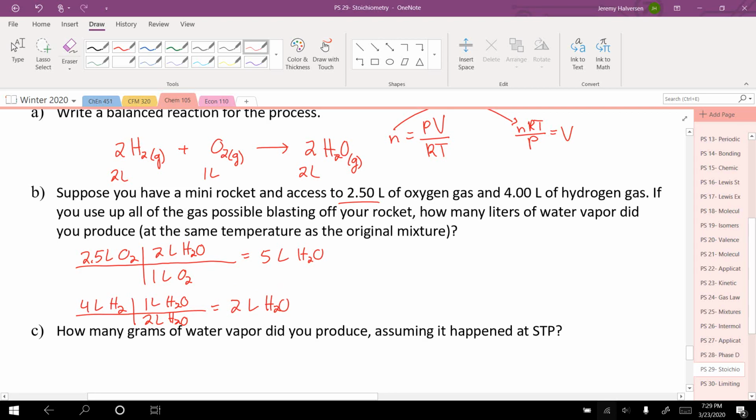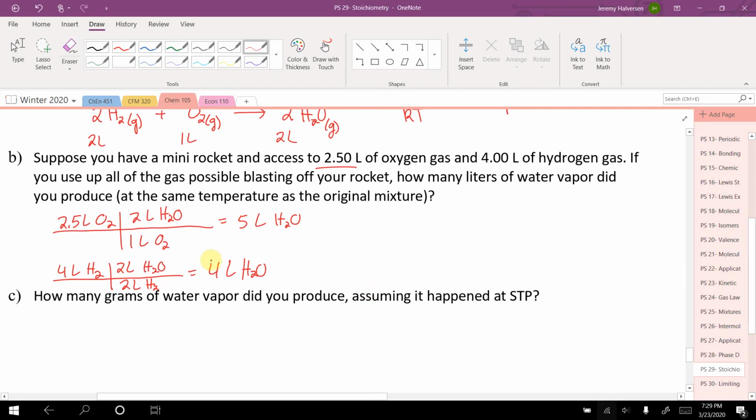Okay, as a result, hold on, did I do that wrong? Yes, 2 liters of water comes from 2 liters of hydrogen. Okay, so that's going to make 4 liters of water. So I'm going to react my oxygen and my hydrogen. If I just had oxygen with unlimited hydrogen, I can make 5 liters of water. If I just had hydrogen with unlimited oxygen, I can make 4 liters of water.